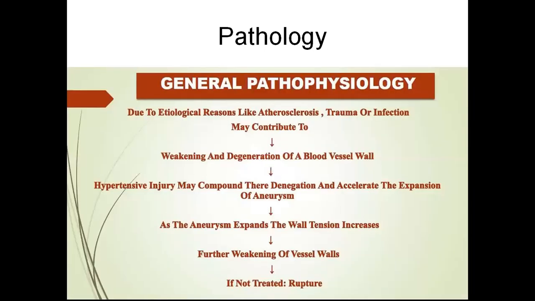So, the general pathology, how it looks like: due to the etiological reason like atherosclerosis, trauma, or infection, it may contribute to the weakening and degradation of the vessel wall, which in turn, due to hypertensive injury or the stress created by the fast flowing blood or the excess hypertension present, causes their degeneration and accelerates the expansion of the aneurysm. As the aneurysm expands, the wall tension increases, and this increased wall tension will further weaken the vessel wall, and if it progresses, it will rupture in the near future.